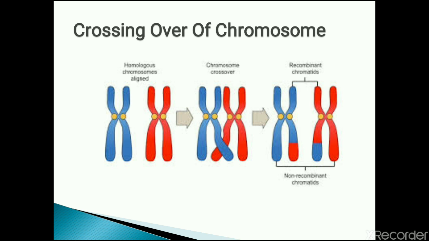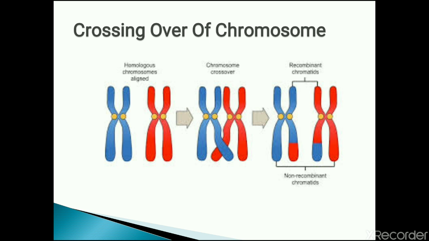So this pairing of homologous chromosomes is called synapsis. Once the synapsis is over, these homologous chromosomes start moving apart from each other, but they remain attached to each other at certain points, and this point of attachment is called chiasma. At this point, the chromatids break and rejoin, and here at this point the genetic exchange takes place.